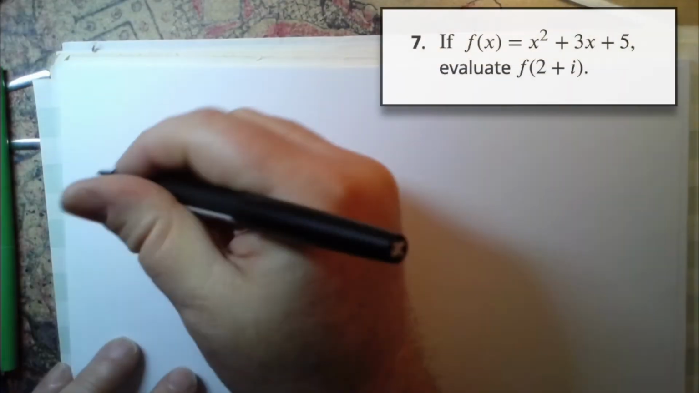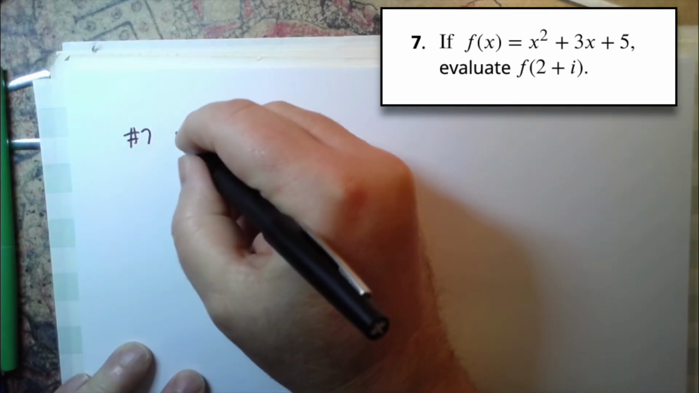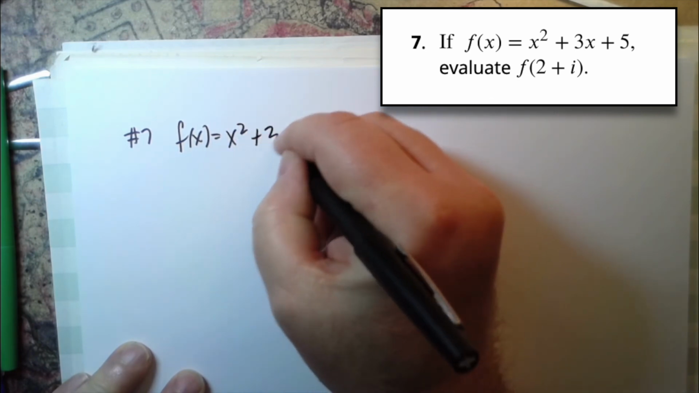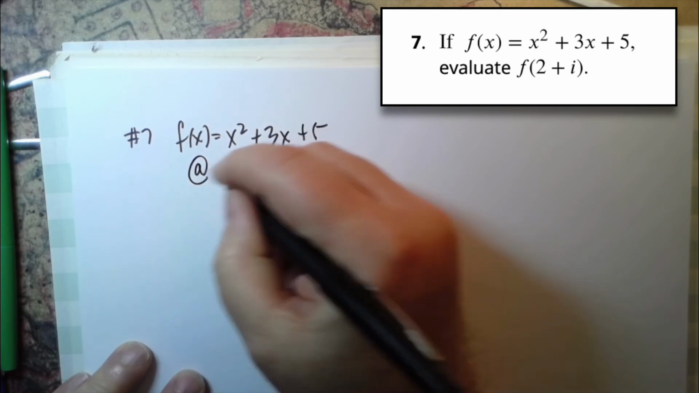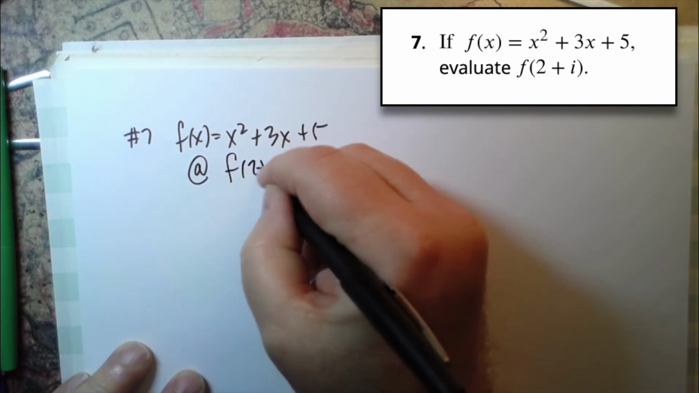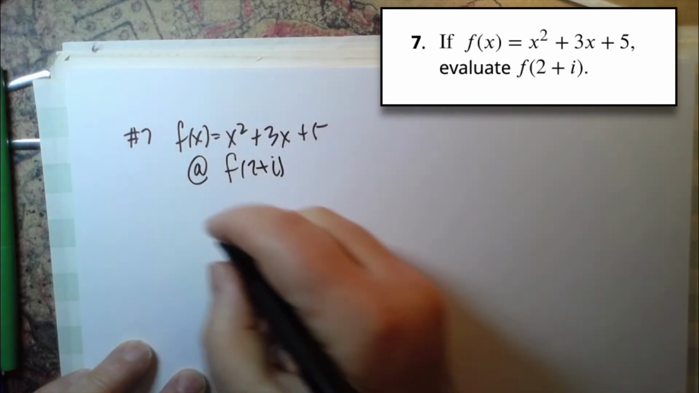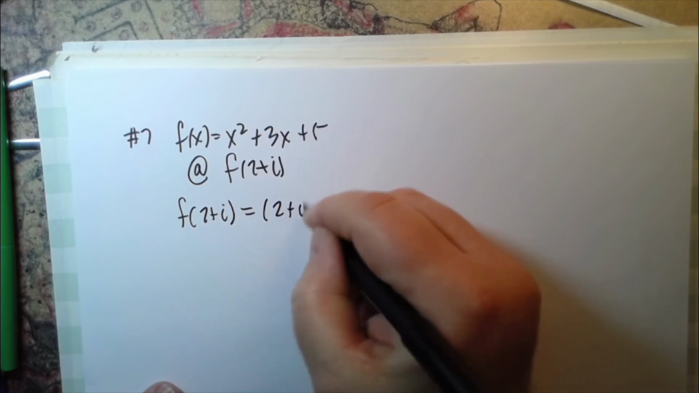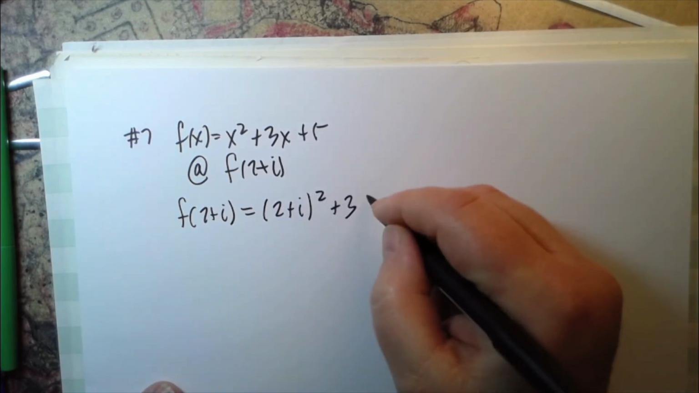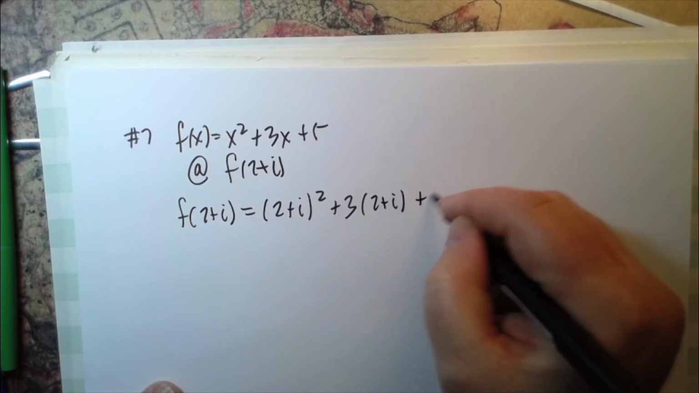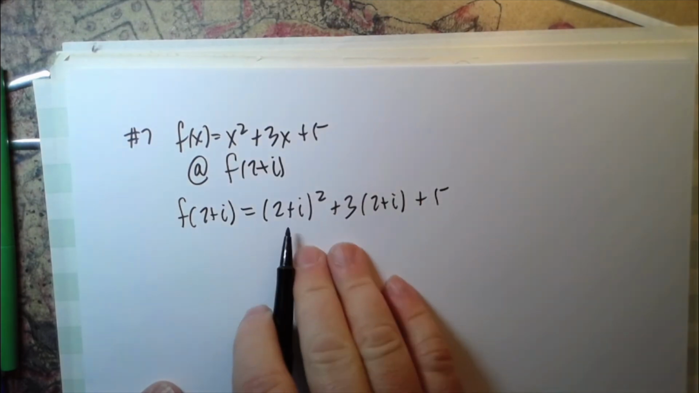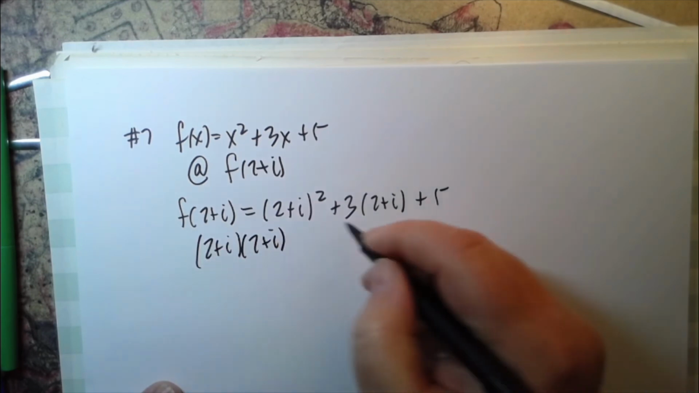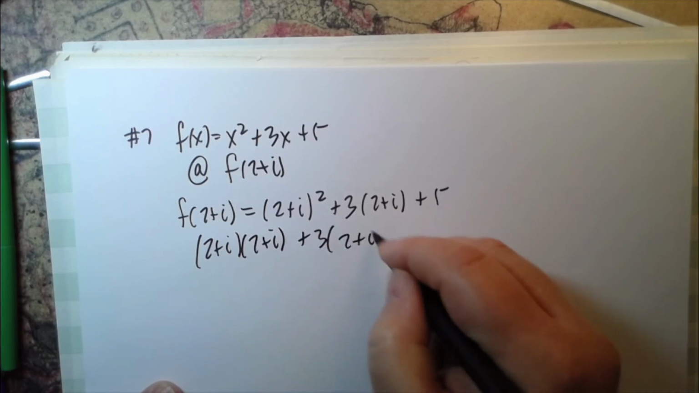Alright, let's try this problem here. This is number 7. We want to evaluate f of x equals x squared plus 3x plus 5 at x equals 2 plus i. So what does that mean? You just plug it in, right? Because that's what we do with any function. 2 plus i squared plus 3 times 2 plus i plus 5. So we have to multiply this one out, right? So this is 2 plus i times 2 plus i plus 3 times 2 plus i plus 5.